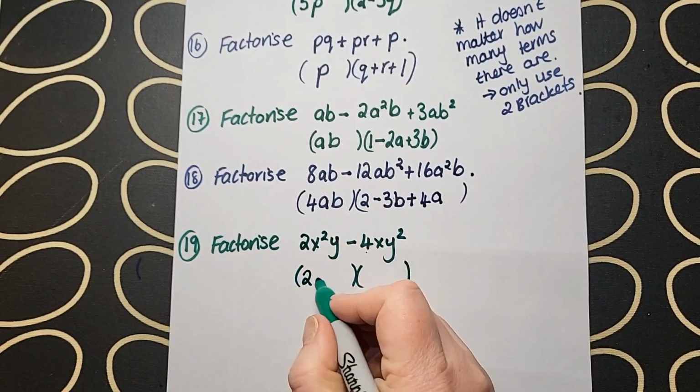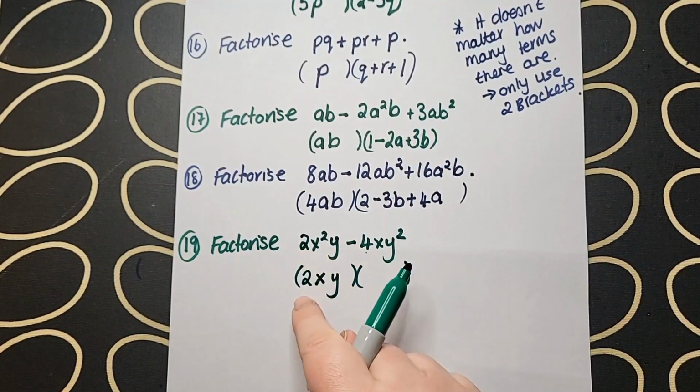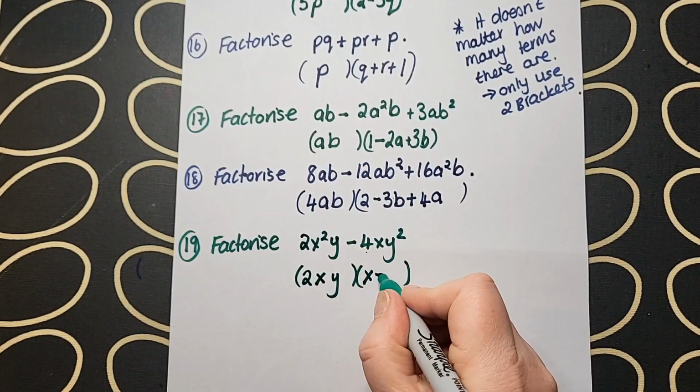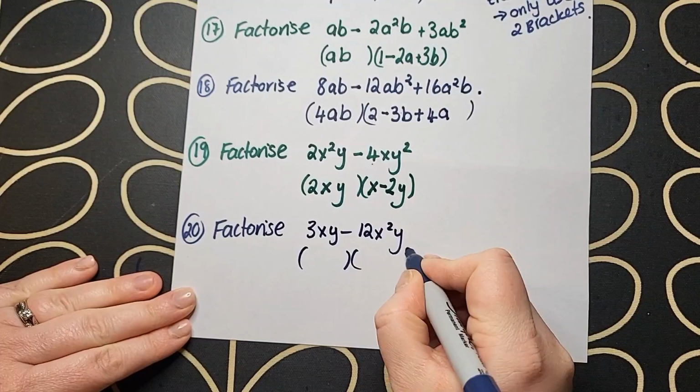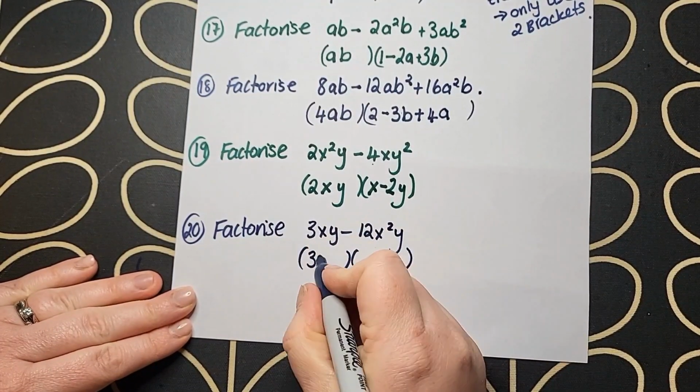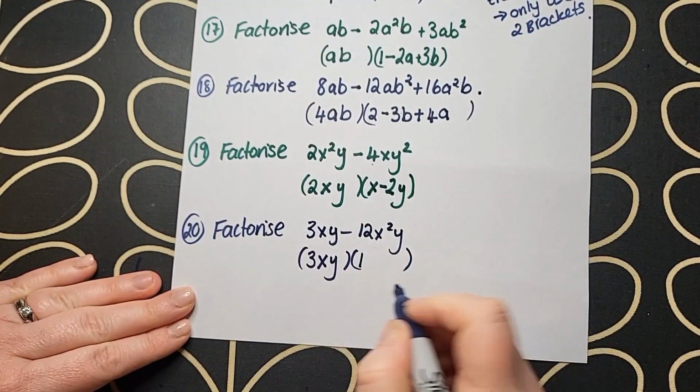Moving on to 19 and 20. Again, these are one of the more difficult ones that you're going to see. If you can manage this, you can manage any sort of highest common factor factorising. I hope you've worked this. Pause it, rewind it, and work with me through all of these 20 examples.